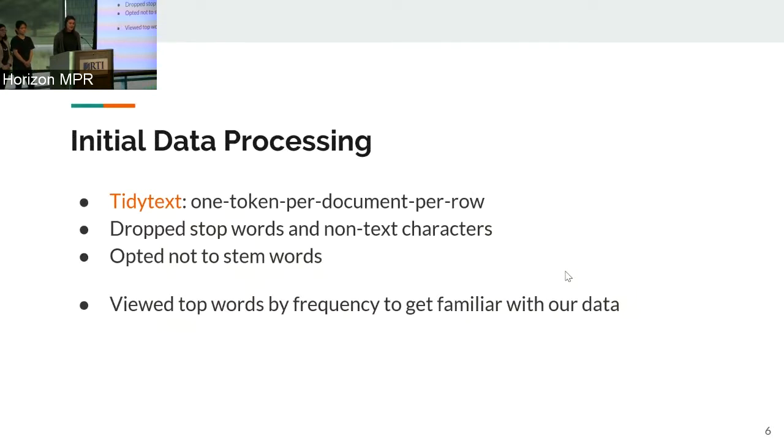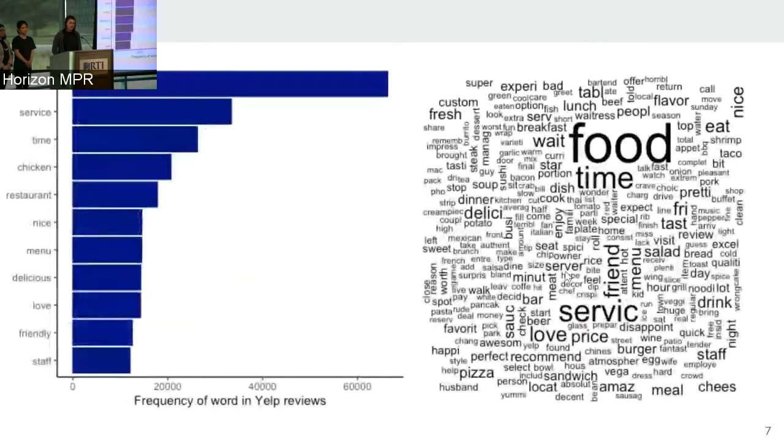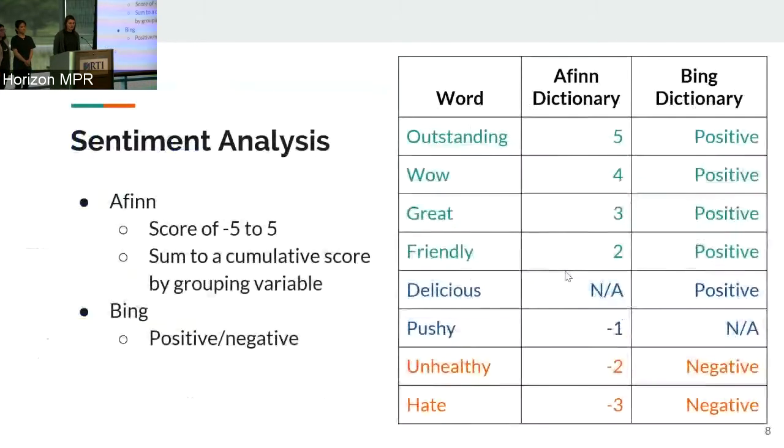So for our initial data processing, we used the tidytext packages we learned last week. We dropped the stop words, or the common words that don't add much meaning, and the non-text characters. We did not stem words in this case. And just to show you a little bit about what words are included in our corpus of text, we see on the left-hand side the frequency. So food, unsurprisingly, is the most common word in our data set, but it also includes things like service, time, menu, friendly. All of these things we would expect would come up in a restaurant review. And on the right is just a broader network of some of the words that came up.